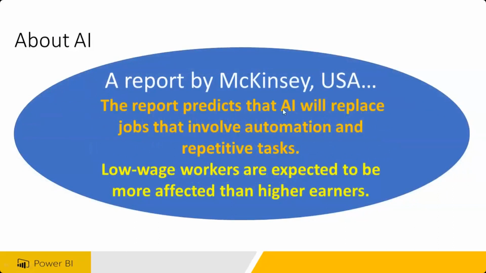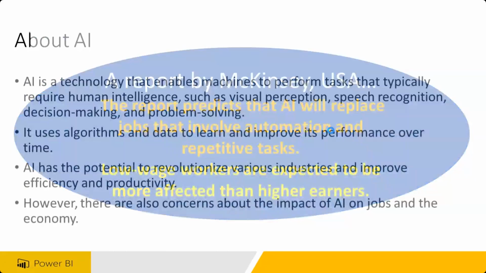So remember, a report by McKinsey predicts that AI will replace jobs that involve automation and repetitive tasks. Low-wage workers are expected to be more affected than the higher earners. If you're earning 20, 30,000 rupees in a job, artificial intelligence will replace your job. Remember that, very soon. So if you're earning more salary, then definitely you're safe. If you're earning 20, 30,000 rupees salary in any company, your jobs are getting automated in the next 5 years. So remember that. So get into technologies and you will be able to get many more opportunities.